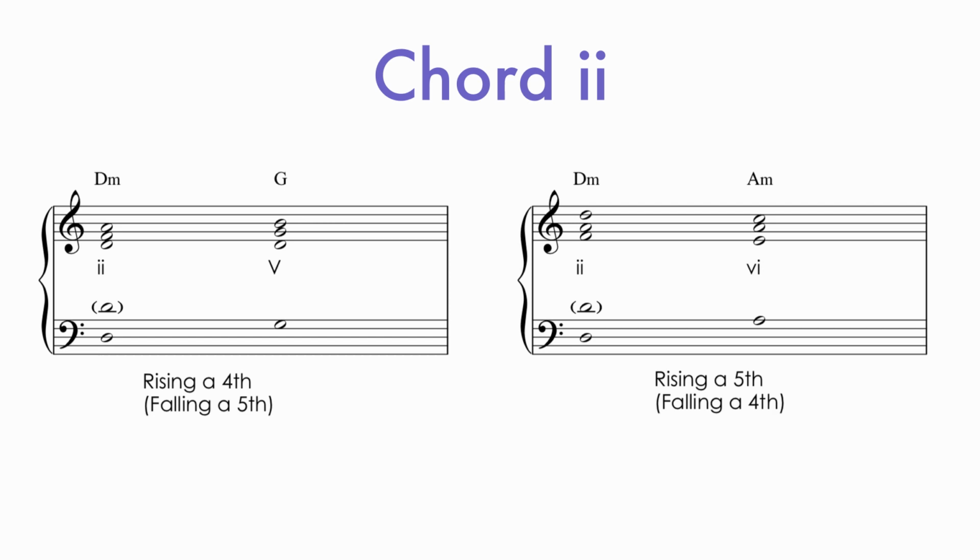Next we come to chord 2. Chord 2 in functional harmony is given subdominant or predominant status. In the key of C major, chord 2 is D minor, and it likes to move as follows: 2 to 5, or D minor to G. Or 2 to 6, D minor to A minor. In both of these instances, you have the rule of rising a fourth or falling a fifth.